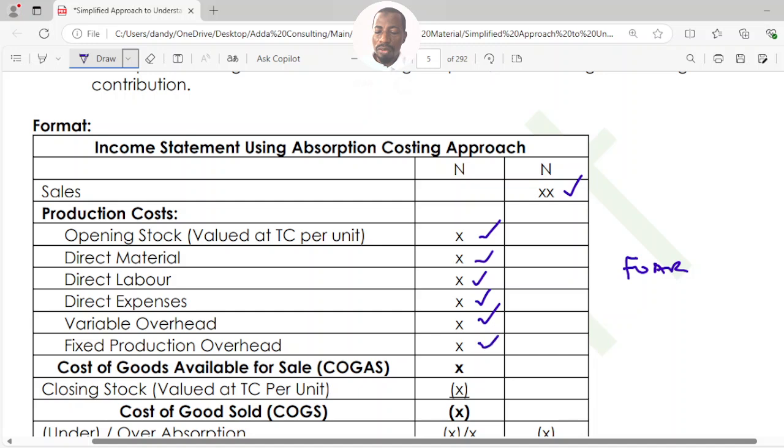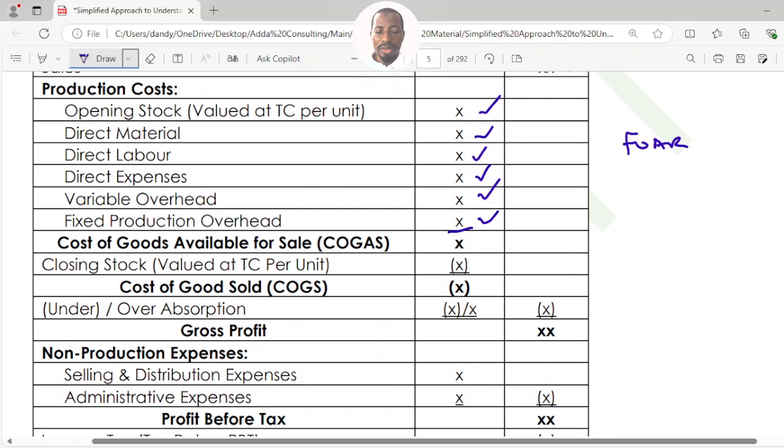Then, of course, I will add up everything together. That will give me the cost of goods available for sale. Immediately after cost of goods available for sale, I need to value my closing stock. Remember, opening and closing stock are valued at total cost per unit. So I will deduct it, and once I do that, I will have the cost of sales.